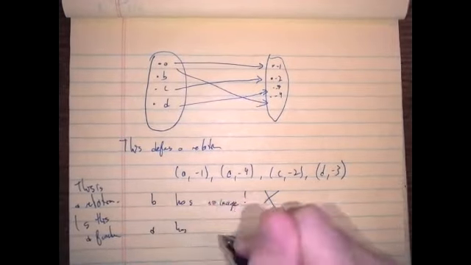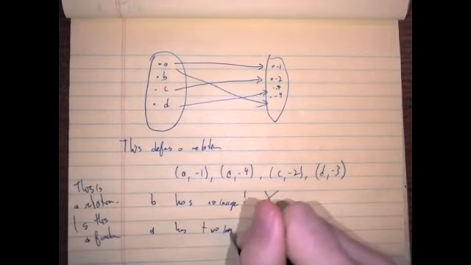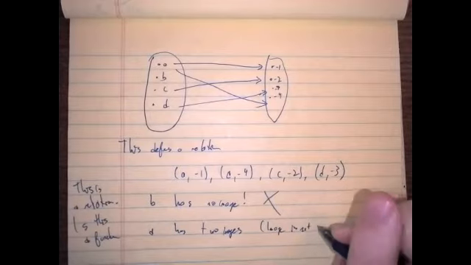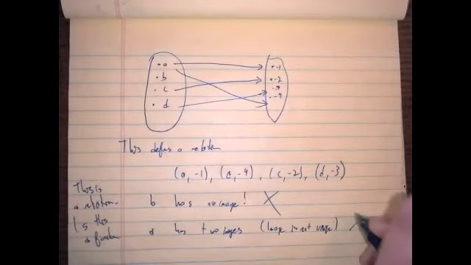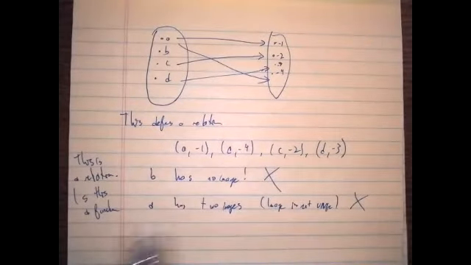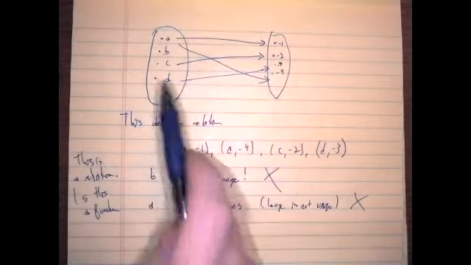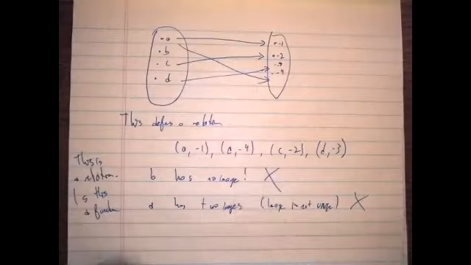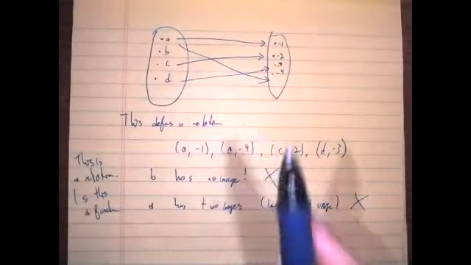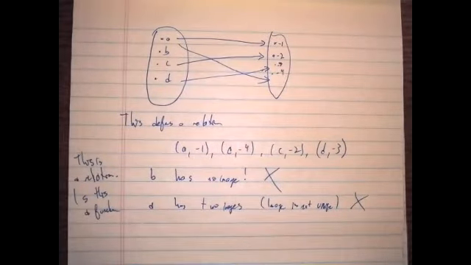A has 2 images. So the image is not unique. This is another no-no for functions. Okay, so in order to have a function, here are 2 things that went wrong. First, B was not mapped to anything, and A was mapped to too many things. Both of these things prevent this relation from being a genuine function. Is that reasonable? Is that okay?